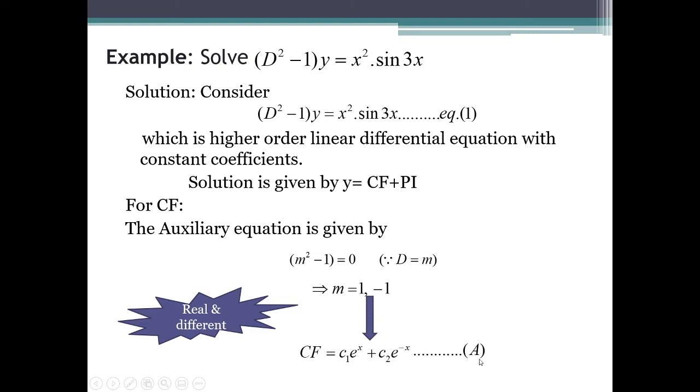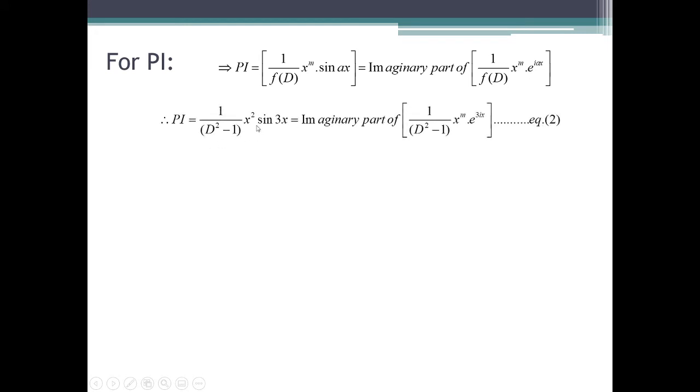Now we solve PI equal to 1 upon function of D, x to the power m sin ax. Now sin ax, therefore the imaginary part of 1 upon function of D, x to the power m e to the power ix. This is the formula. Now we consider the values: 1 upon D square minus 1, this is the phi of x value. Therefore the imaginary part of 1 upon D square minus 1, x to the power 2, then e to the power ix.